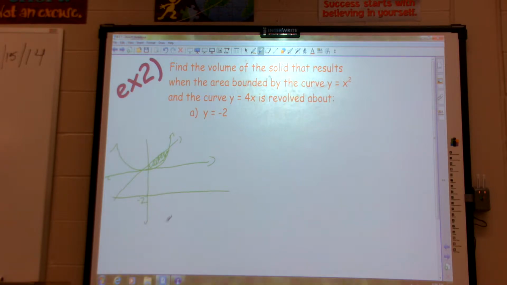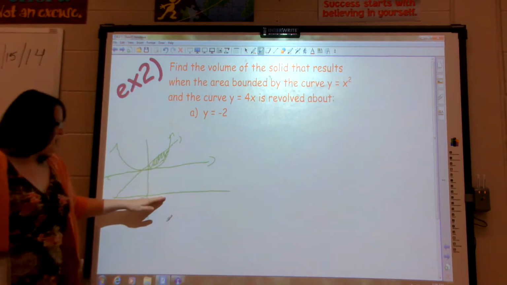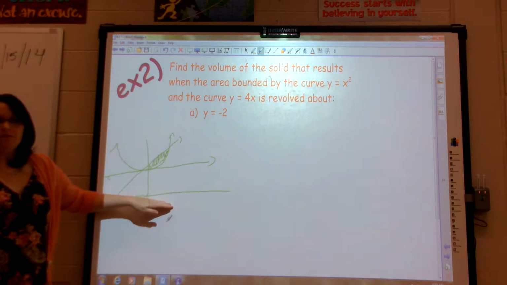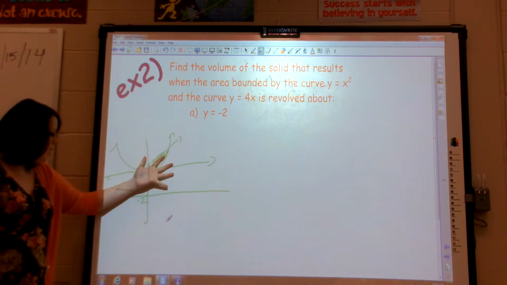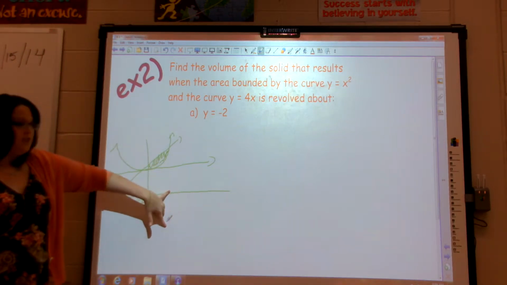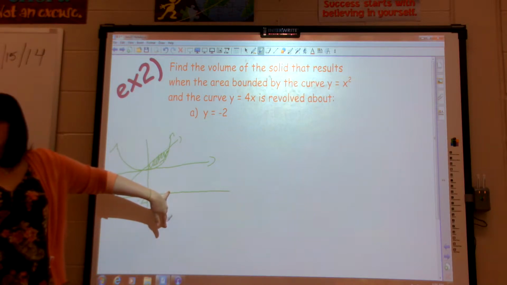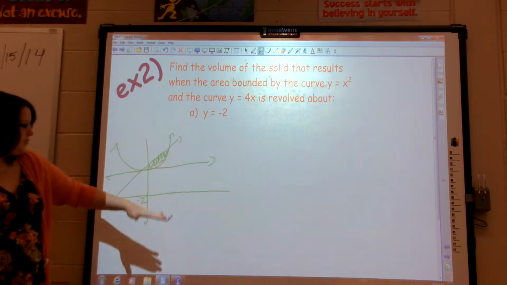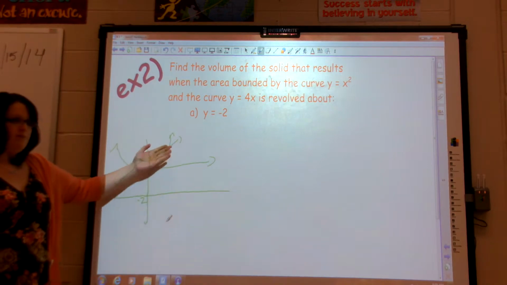Now, a lot of people draw their picture wrong. A lot of people put their shape here. So you've got a big old gap. So when you revolve this, you still better have a big old gap, correct? So when I pick this up and revolve it, I have a much bigger shape.